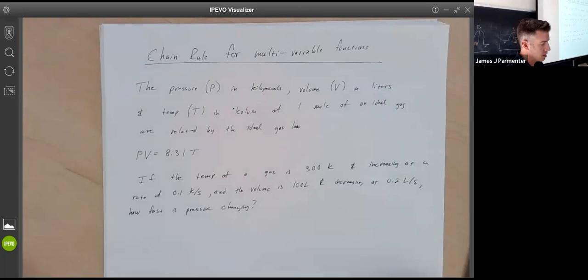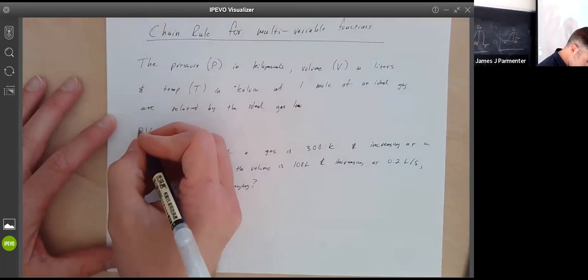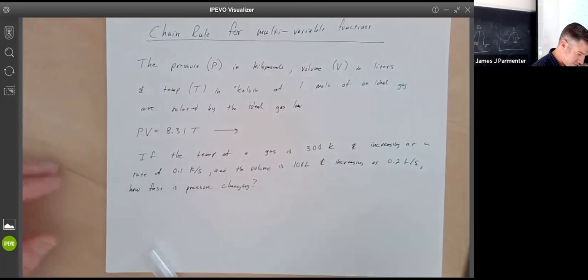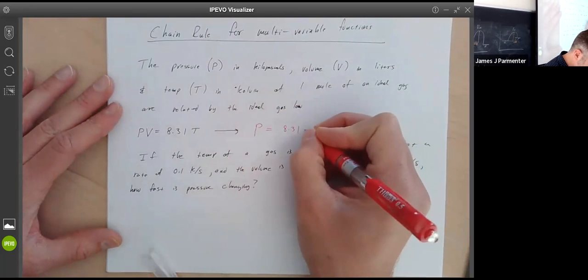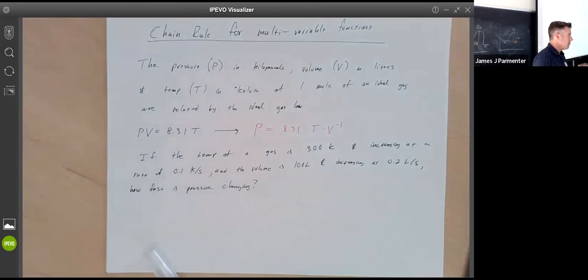All right. So what we're going to do is write pressure as a function of the other variables, and then talk about how we use the chain rule to find the derivative here. First of all, solving for pressure, we're going to write pressure equal to 8.31 times T times V to the -1. You can also write it as times T over V, but knowing I'm going to take derivatives in the very near future, I'm going to write it in the way that's easiest to differentiate.